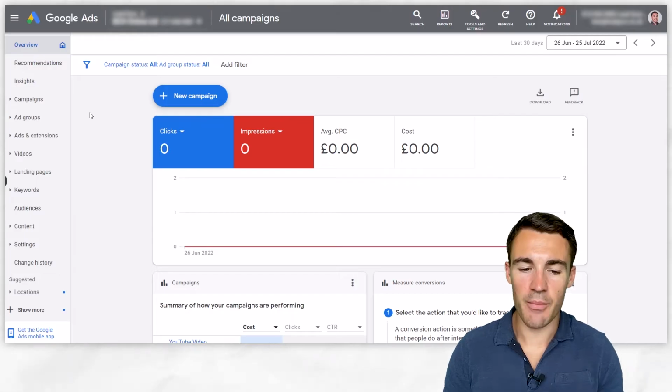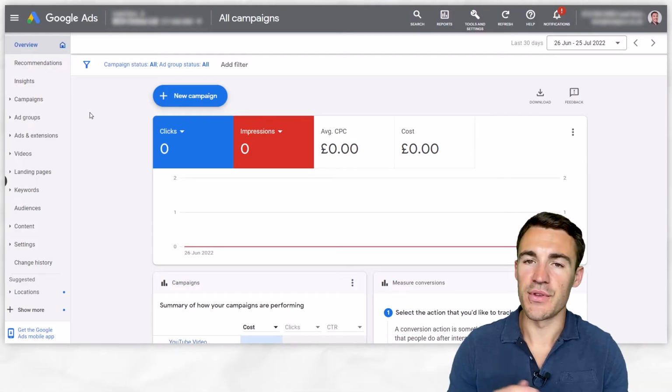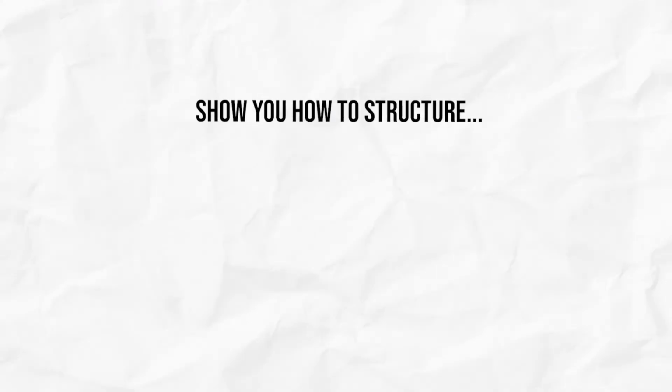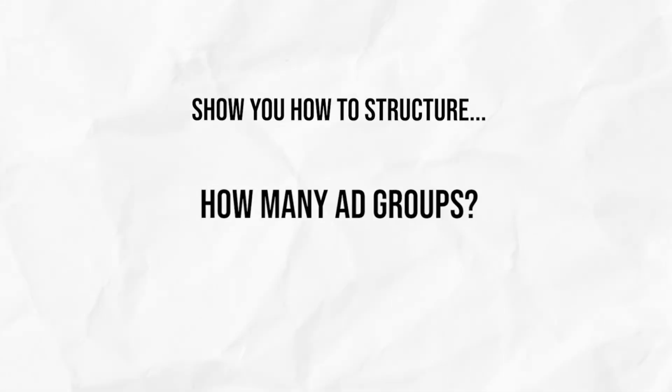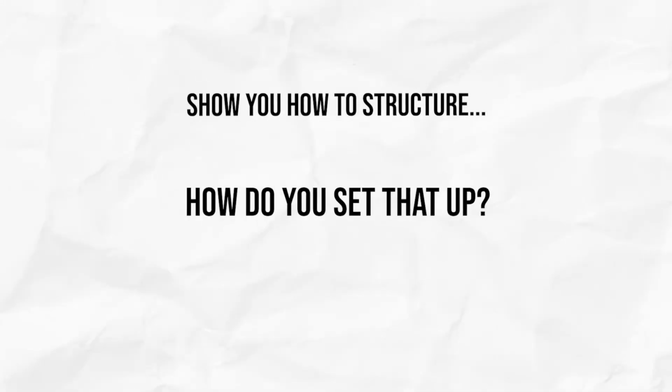So I'm in an example Google Ad account here, and I'm going to go through the example campaign creation process and show you how to structure how many keywords in your ad groups, how many ads, how do you set that up, all that sort of thing.